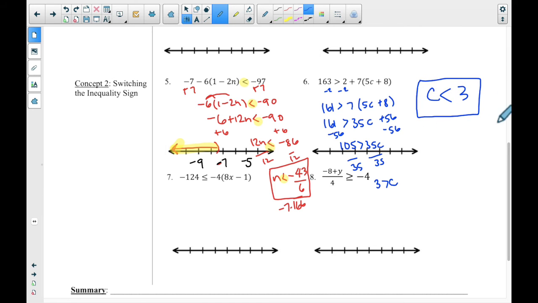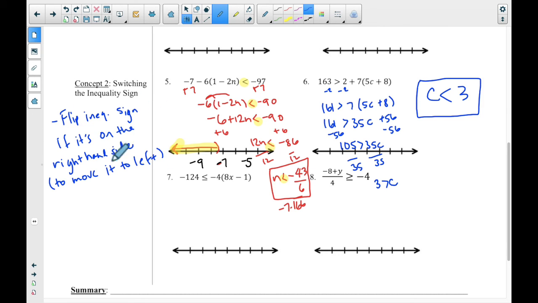So that's one time when you would need to flip it, if it's on the wrong side. When it's on the right-hand side, we need to move it to the left. To move that to the left, we flip it and we do that. I've run out of room on my number line, but I'm okay with that. Let's just skip the graphing because there's nothing interesting about that graph.